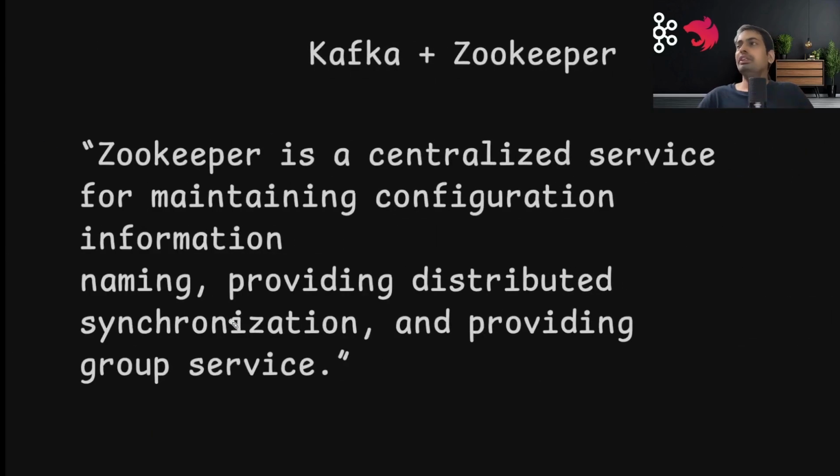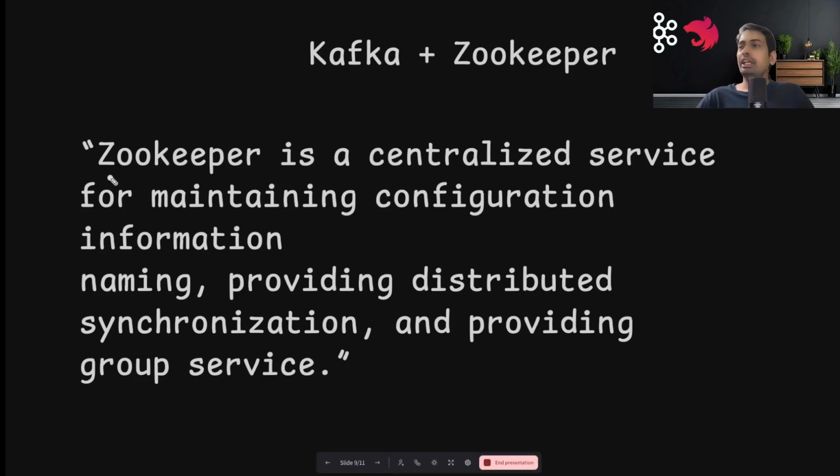Then we have Apache Zookeeper. Zookeeper is a centralized service. When I'm going to Dockerize Kafka, there is also a Zookeeper container, right? So Zookeeper is a centralized service for maintaining configuration information. It's just maintaining the configuration metadata information, providing distributed synchronization, and providing group services, right?